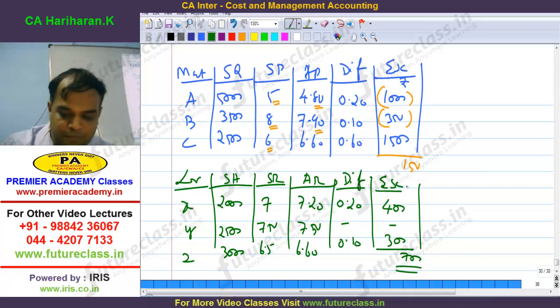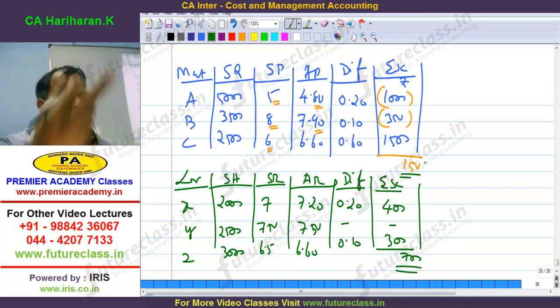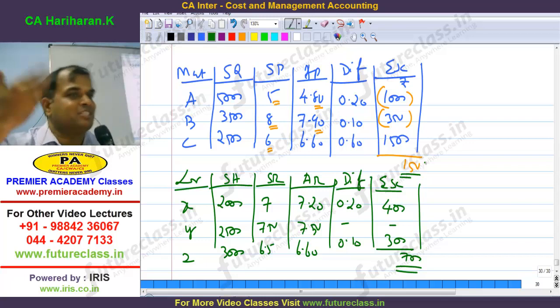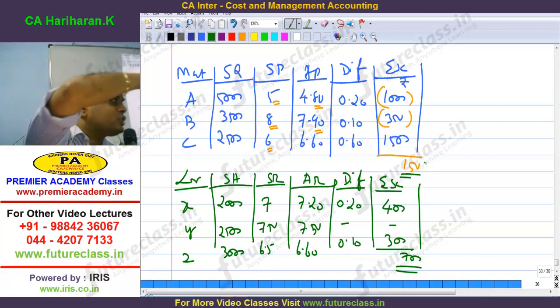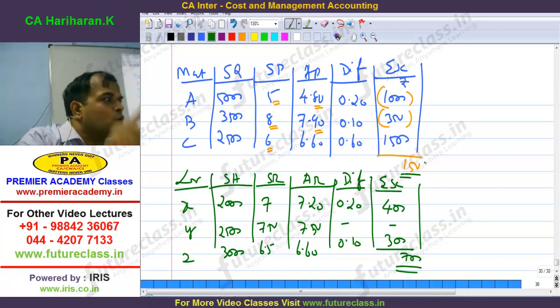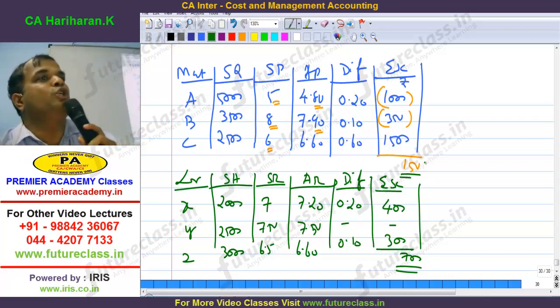Up to this stage, any doubts, sir? For material, I have to claim from you 150. Labor 700. Reality 150 lakhs, 700 lakhs. Are you with me? Now, the beauty of this, we have not considered actual quantity. Okay? We have not considered actual quantity. For escalation clause purpose, you should not consider actual quantity, actual cost.